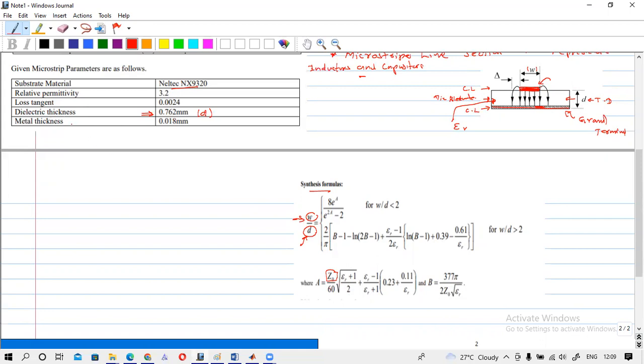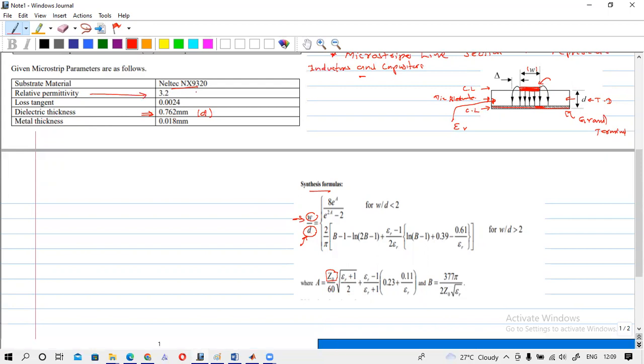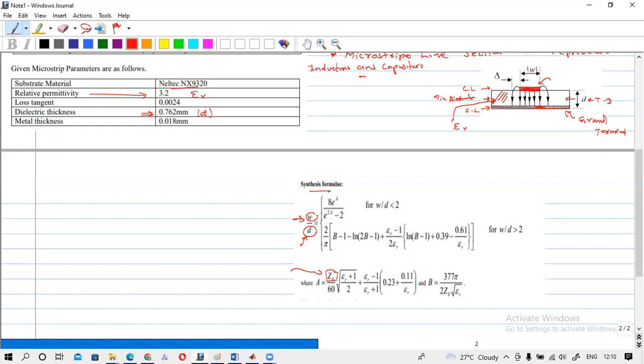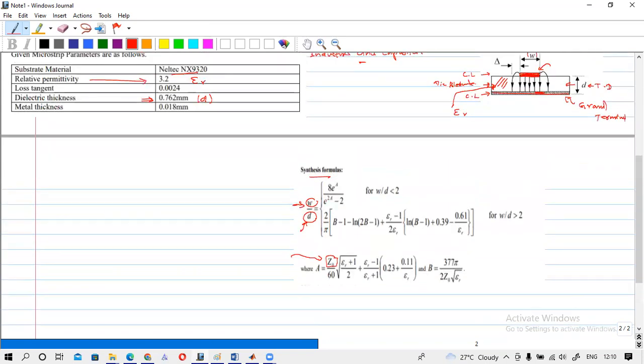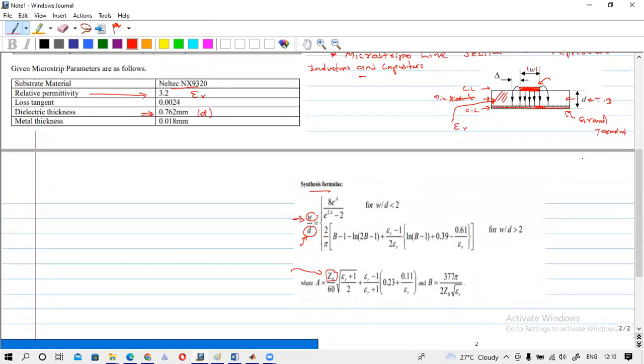So that is the relative permittivity, epsilon r, that is also given for this dielectric material. So we know D and epsilon r. If we know the impedance, we can calculate this width. So we have to calculate the width of the transmission line, the microstrip line.